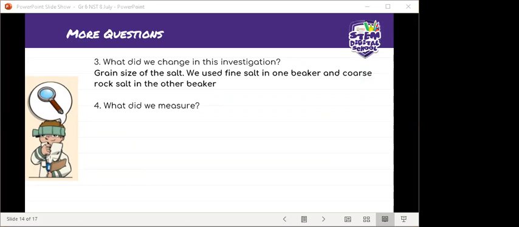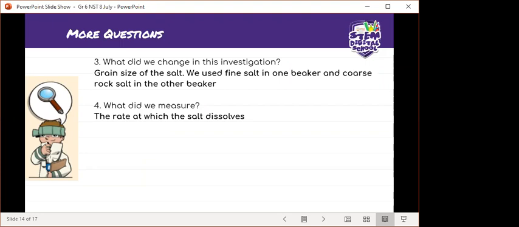Hello, ma'am. We measured the amount of time it takes to dissolve salt in water. All right, beautiful. Thank you very much. So Piwa says we measured the amount of time it takes to dissolve the salt in water, and that is correct. We are basically measuring the rate at which the salt dissolves. So yes, Piwa, that is correct.